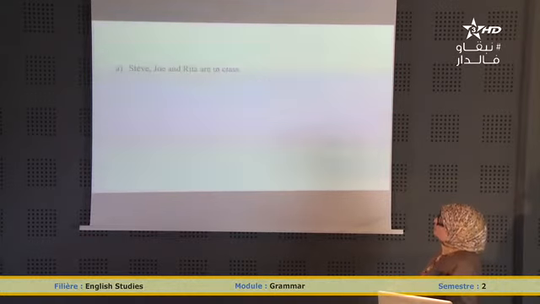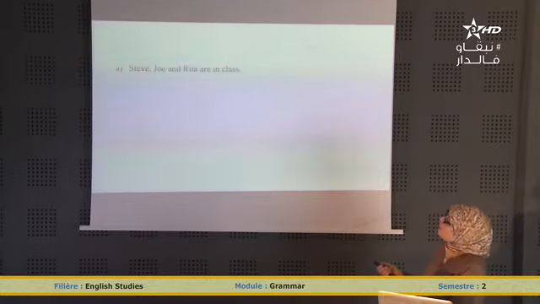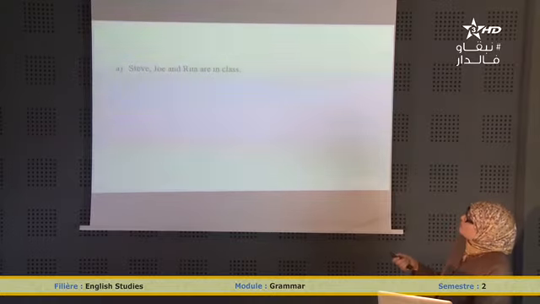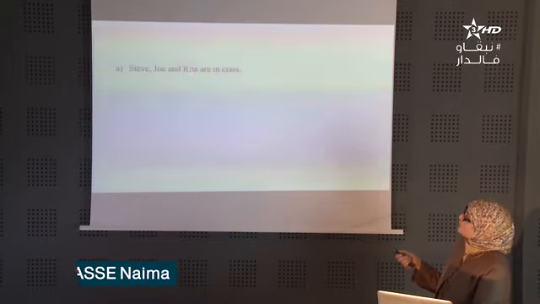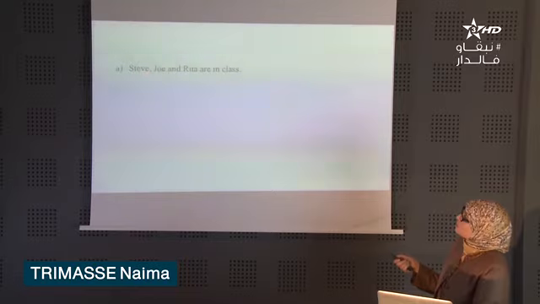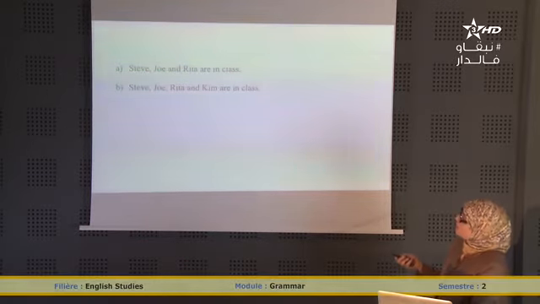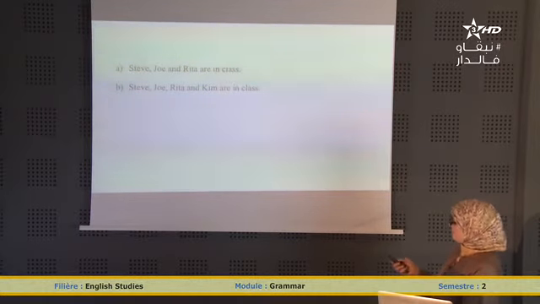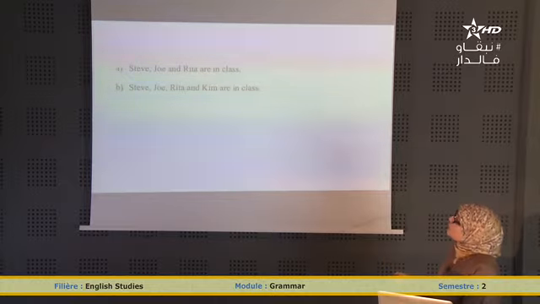Now let's look at another example. Steve, Joe, and Rita are in class. As you can see here, we don't have just two items connected by and, but we have Steve, Joe, Rita. We have three items. Now look at the comma. Here, now we can use the comma because we have more than two parallel structures. Look at the following example. Steve, Joe, Rita, and Kim are in class. Again, look at what we have here. We have a comma after the first item, after the second item, and then we have two items connected by and.